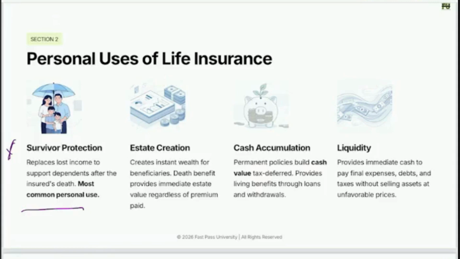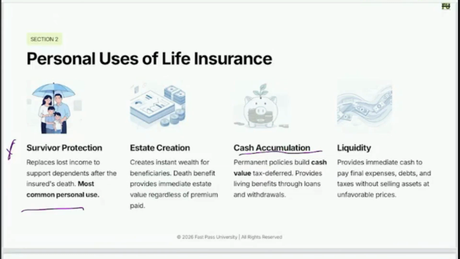Another use of life insurance is cash accumulation. Permanent life insurance policies build cash value, tax deferred, and they often provide living benefits where people can take out loans and withdrawals and essentially become their own bank. There are some really neat things that can be done with life insurance with cash accumulating policies.